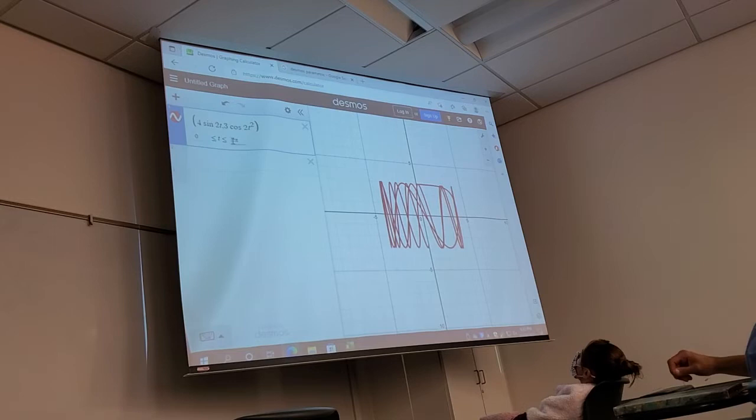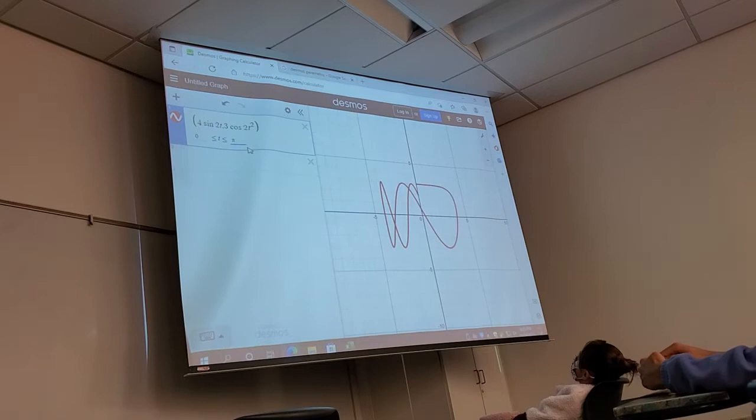So if I let it keep going, it's not going to retrace itself. It's going to be right next to itself. So if I let it go too much, but if I let it go to like 8, you can see little bits in there, right? I'll let it go to 6 pi. Right? I'll let it go to pi. Got a little bit.